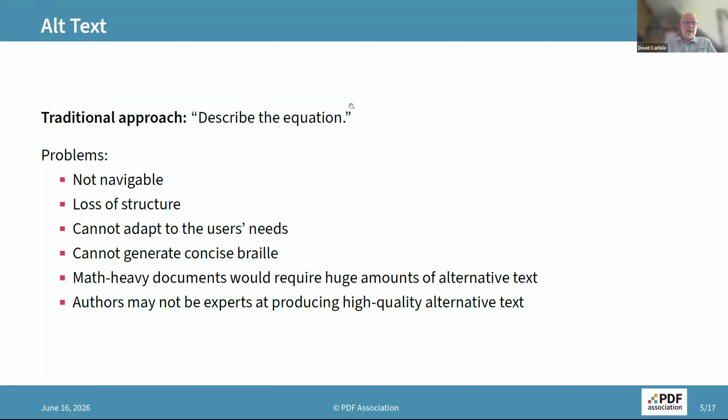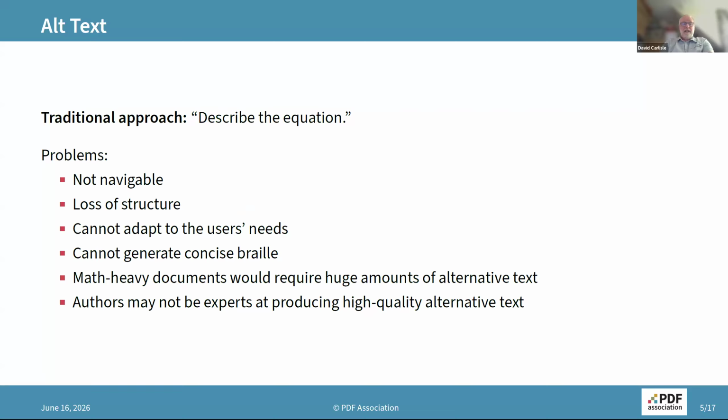Different users use screen readers for different reasons. You might be completely blind and need it reading. You might be dyslexic and just want some help. And the amount of verbosity you need, do you want it to say begin fraction, end fraction, or just A over B? If you have an alt text, the end user can't choose.